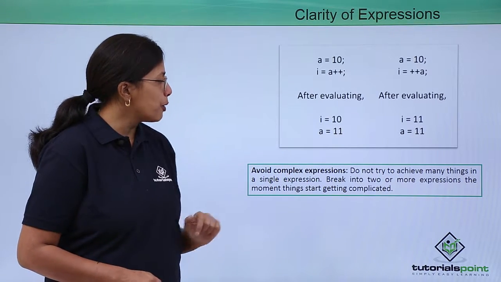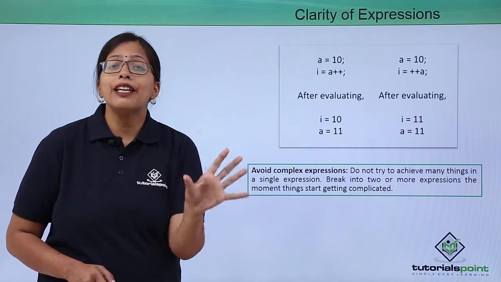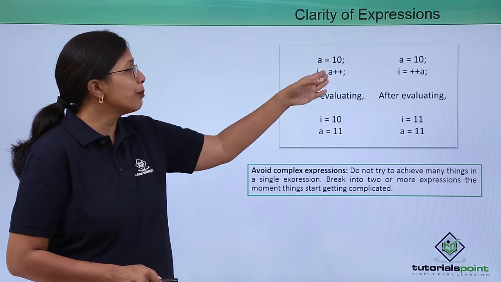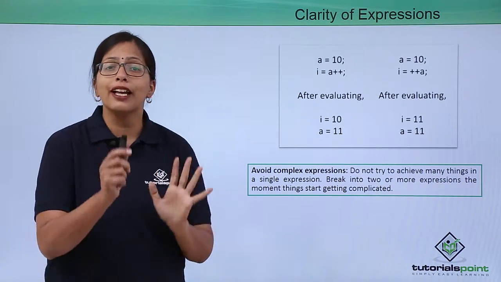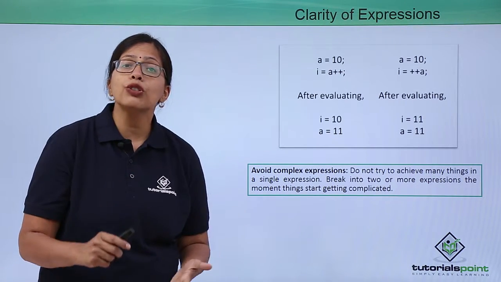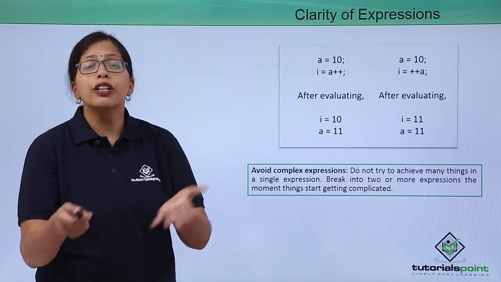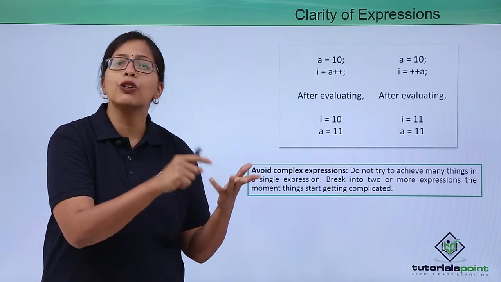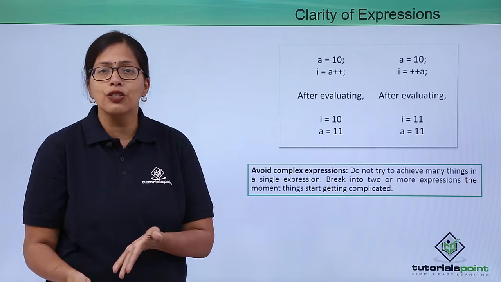Avoid complex expressions. Complex expressions try to do too many things in the same operation or the same expression. For example, this expression itself: you are trying to assign the variable i the value of a, and also you are trying to increment the value of a by 1. So here you are actually doing two operations, i is equal to a and a is equal to a plus 1. So why not write two simple expressions to do that?